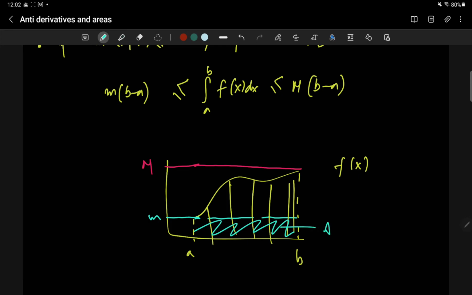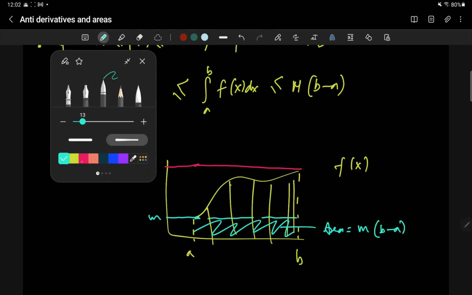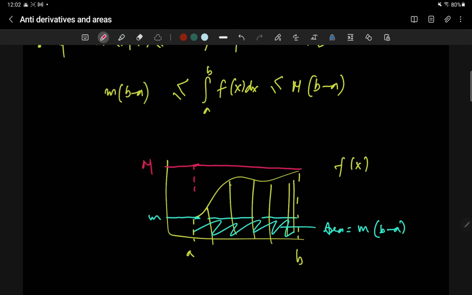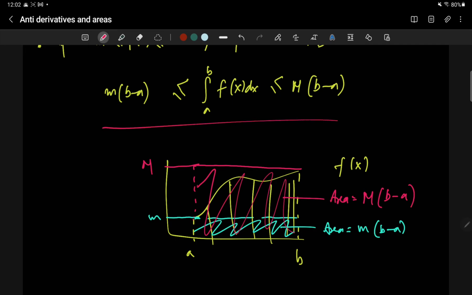What is this area? This area is simply the area of the rectangle. So it's height, which is m, times width, which is b minus a. But the yellow area will also be smaller than the red area. And what is the red area? That's capital M times b minus a. So in some sense, it tells us that even if you cannot find the antiderivative, you can find a range between which those areas are going to lie.